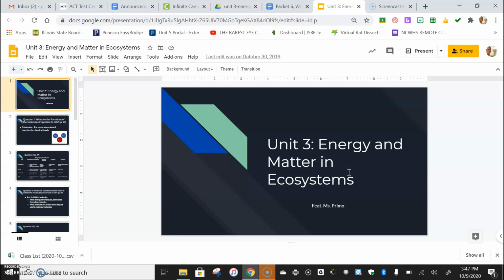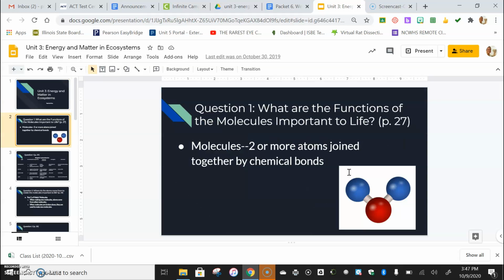That'll be the only thing on that page. And that's going to be on the right hand side of your notebook on page 25, Unit 3, Energy and Matter in Ecosystems. Once you've done this, you're going to do a flip, and we're going to briefly discuss topic 1.